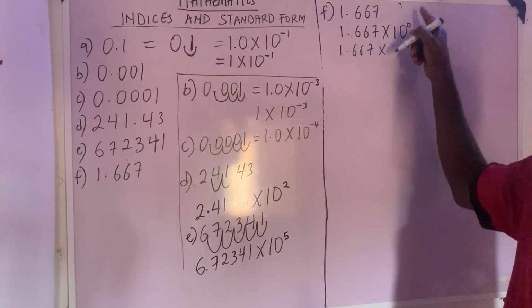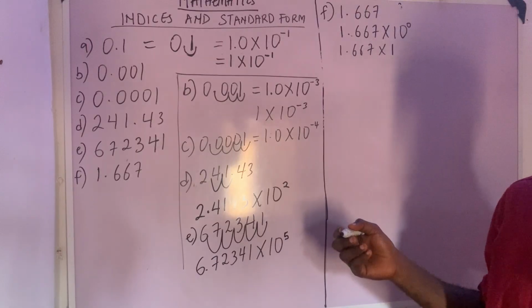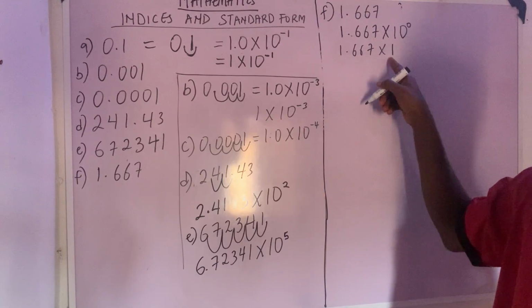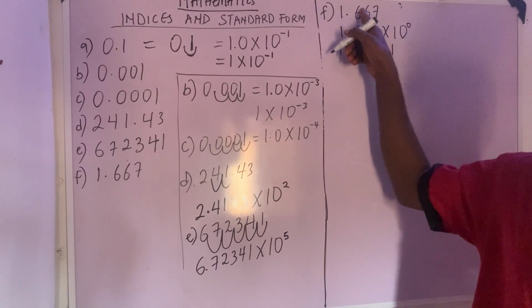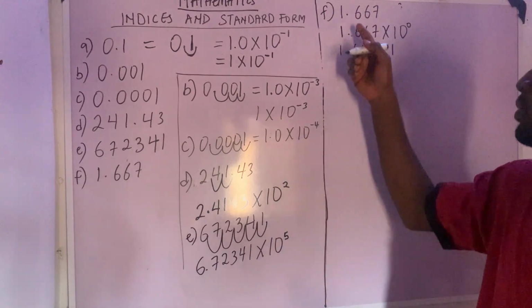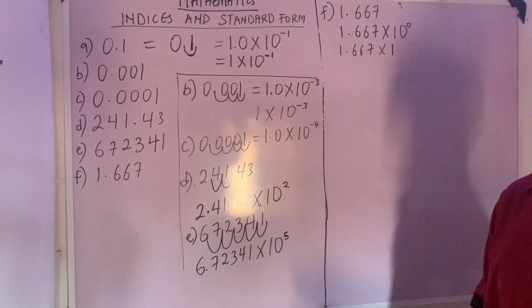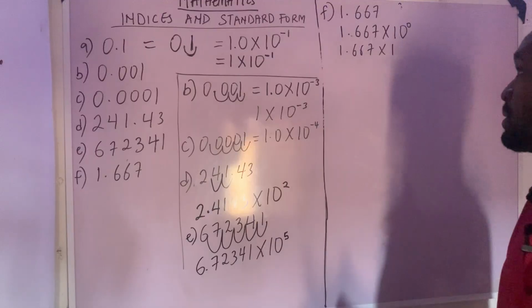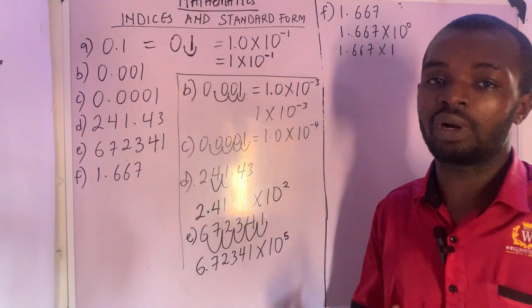Remember that anything raised to power 0 is equal to 1. So now if you times 1.667 times 1, to still give you the answer, which is 1.667. So the answer to this thing in standard form is now 1.667 times 10 raised to power 0.